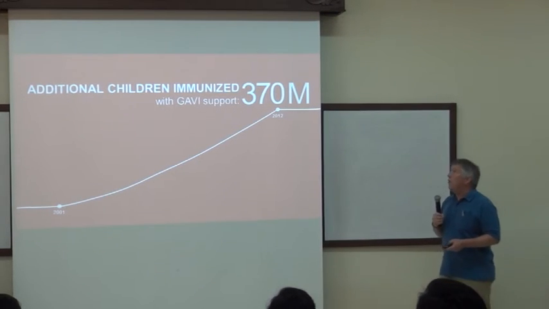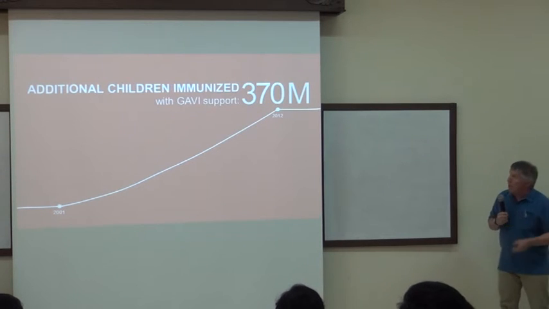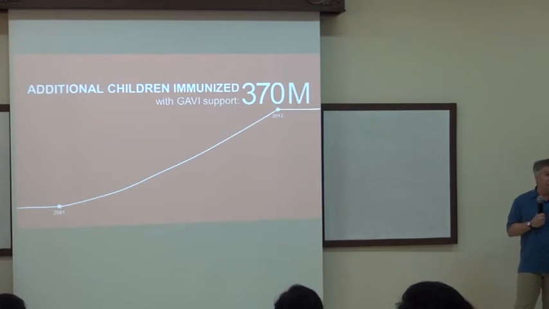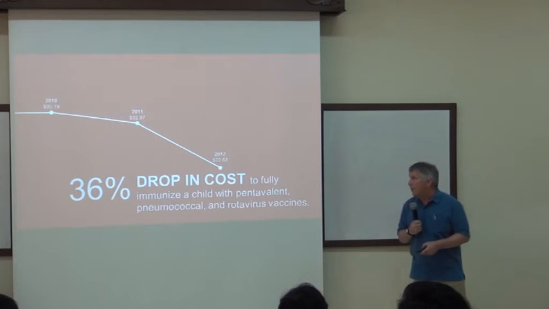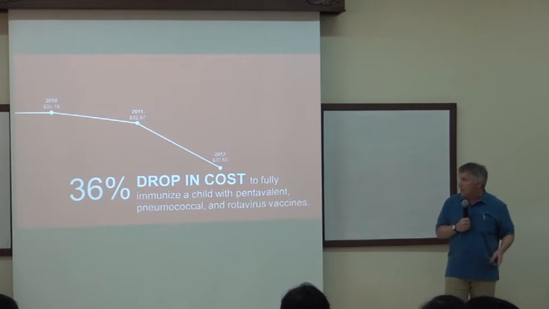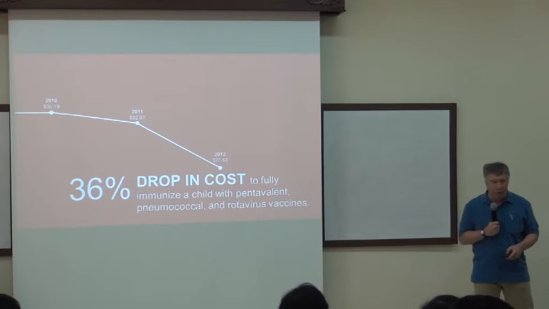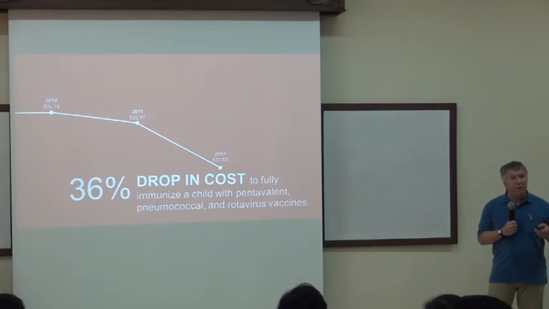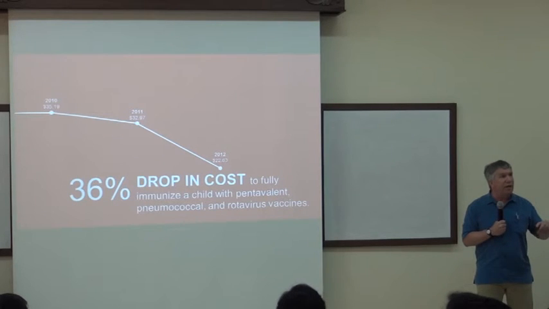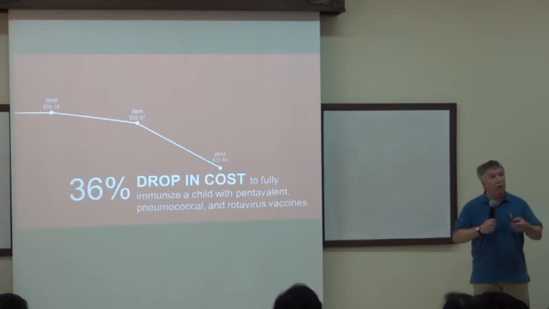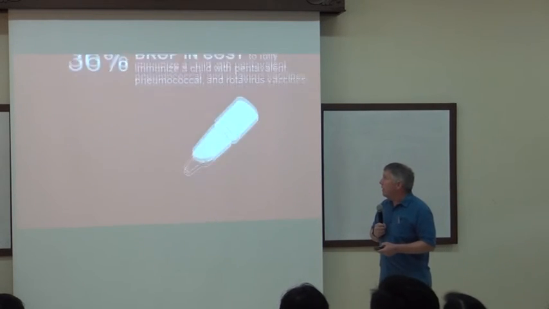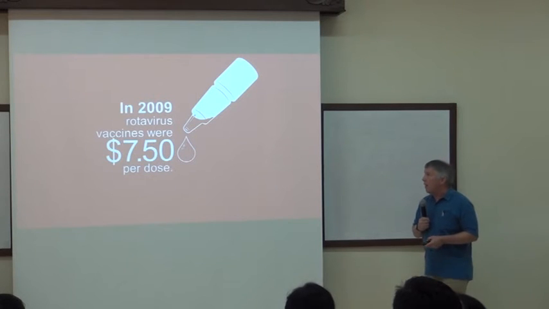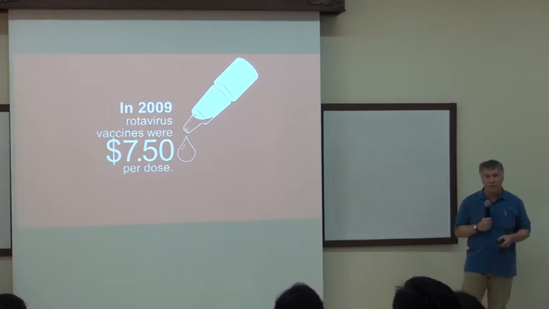The additional children immunized with Gavi support in that same time period has been 370 million. So that's phenomenal impact. That's really phenomenal, right? And the cost has dropped 36% to fully immunize a child with these 3 vaccines: pentavalent, pneumococcal, and rotavirus vaccine. So those are innovative things. They're innovative things in manufacturing, in delivering, in access, in market forces that then help get the solutions to people who need them. If you just look at rotavirus, rotavirus vaccines were $7.50 a dose.